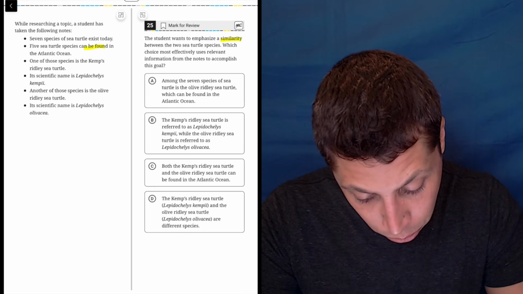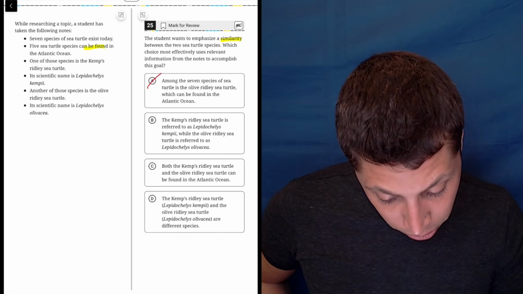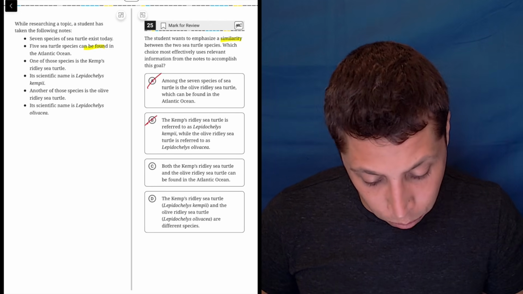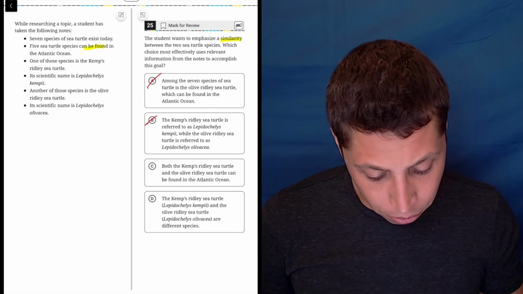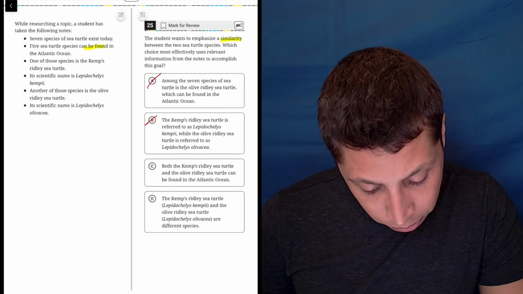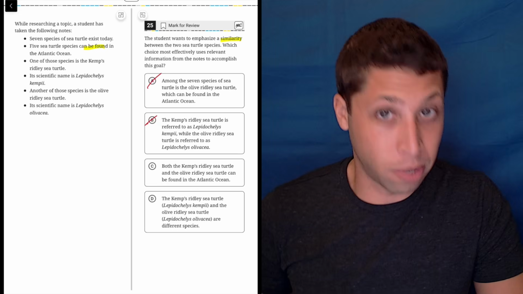Nope, that's not about 2. The Kemp's Ridley sea turtle is referred to as this, while the other... So again, that's not a similarity, that's a contrast, right? The word while suggests a contrast. Both this and... I don't know, that's a good sign, both. Both the Kemp's Ridley sea turtle and the olive ridley sea turtle can be found in the Atlantic Ocean, so that seems like a similarity.